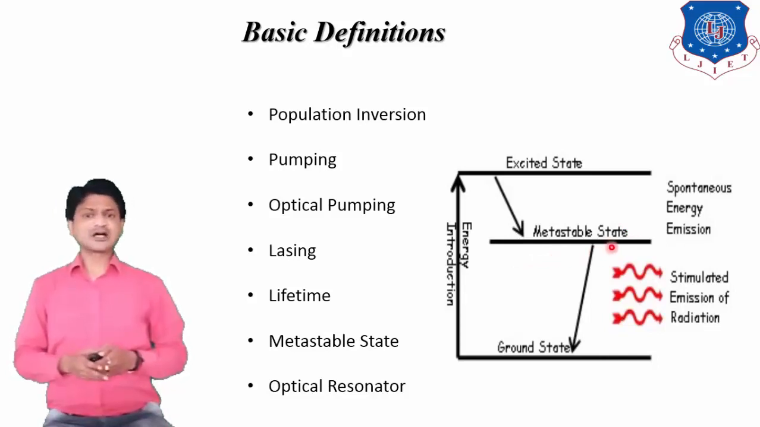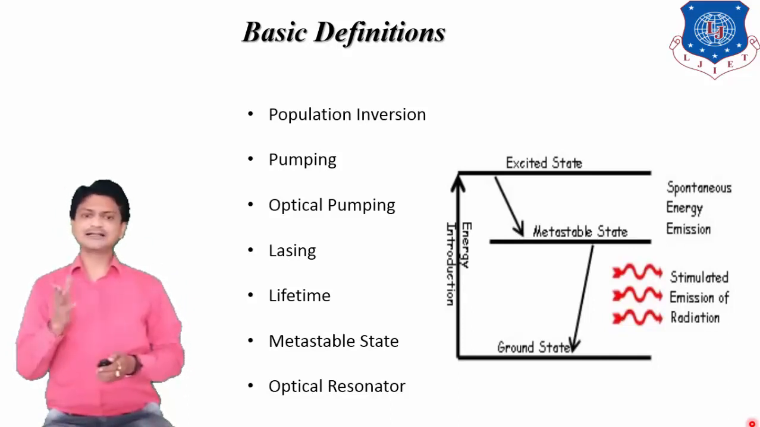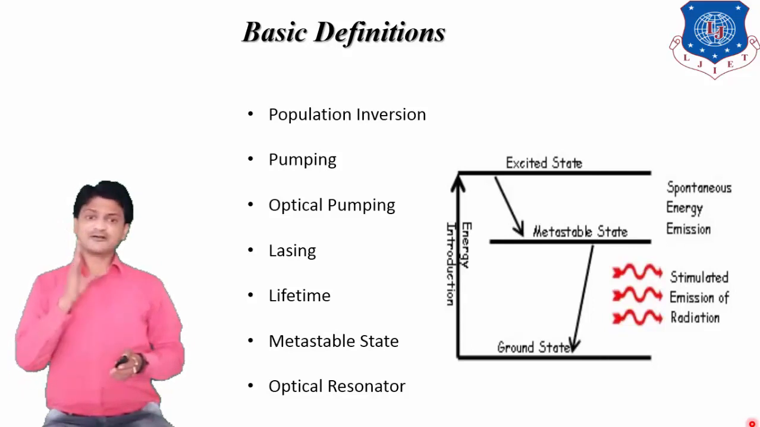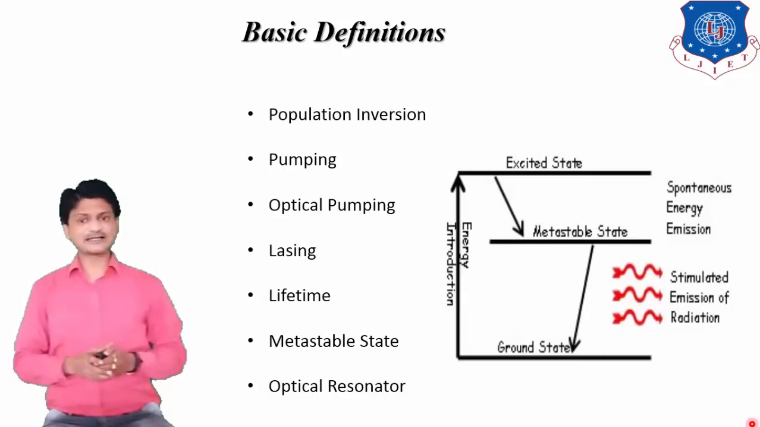Now, the next term is optical resonator. It is a pair of reflecting surfaces, or we can say mirrors, of which one is a perfect reflector and the other is a partial reflector. So this type of pair of reflecting mirrors is known as an optical resonator. In an optical resonator, one is a perfect reflector and the other is a partial reflector.